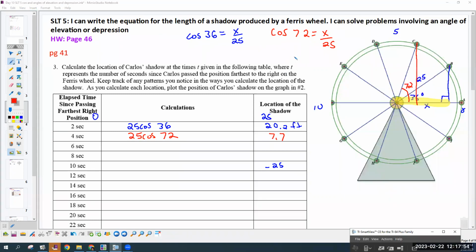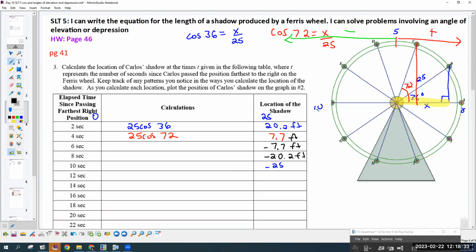Okay. And I can go ahead and do now again, just like we did before, I'm going to use symmetry. So here, once I pass the height, remember everything that's over here is a positive, and everything that happens to the left is a negative shadow. So when I go to chair D, it's the same absolute value length, but now this is going to be negative 7.7 feet. And chair E at 8 seconds will be negative 20.2 feet.